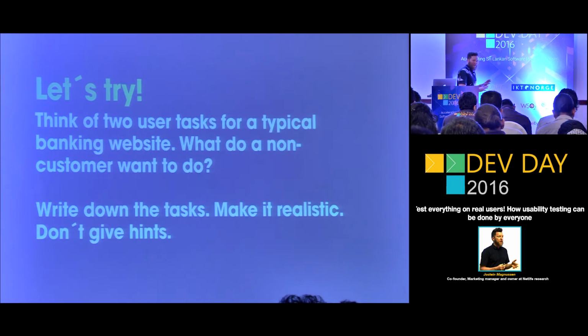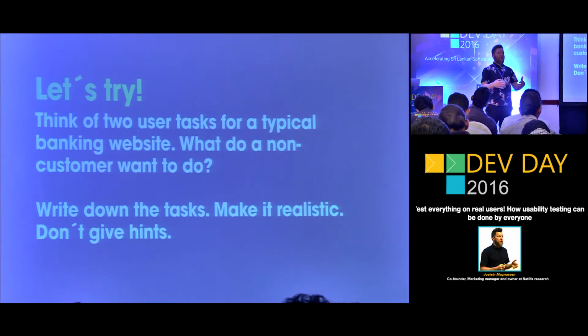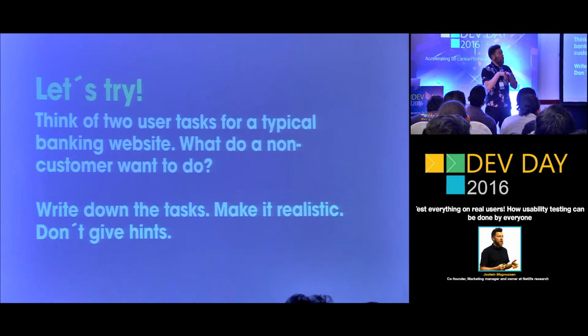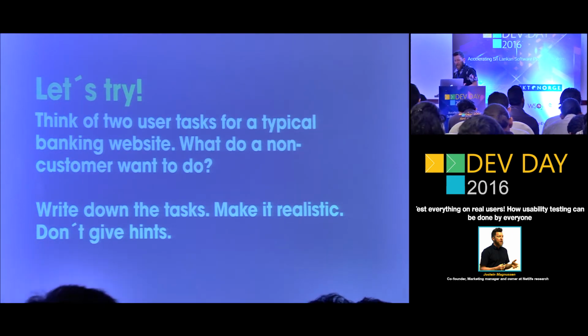And just to say, by realistic, I mean that when you start doing usability tests, it's kind of easy to make tasks like, what would you do if you want to click on the contact button? And that's not a good user task, because then you say what the solution is to the user. So then it's better to say what would you do if you want to contact the bank, for example. So make it as realistic as possible.